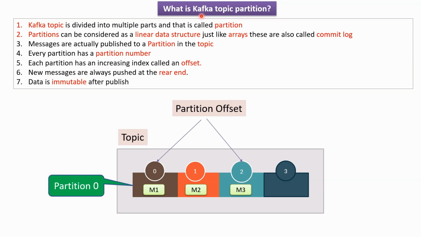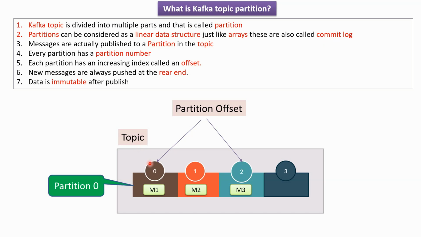In this video tutorial I will explain what is a Kafka topic partition. A Kafka topic is divided into multiple parts and that is called a partition. Partitions can be considered as a linear data structure just like arrays, and these are also called commit logs.